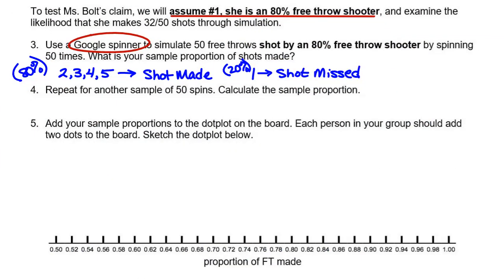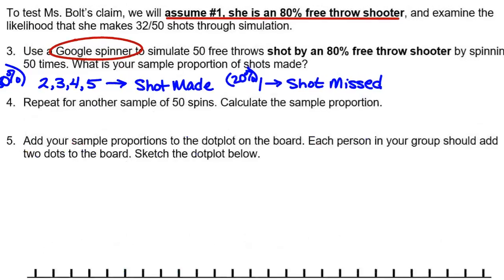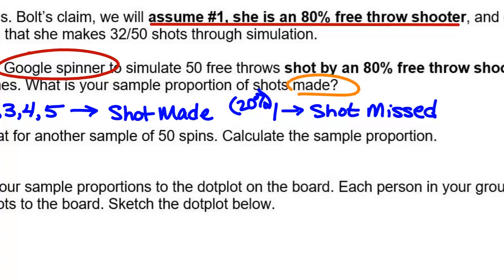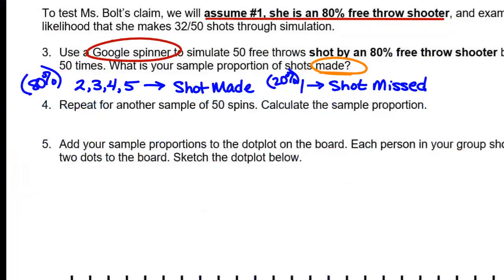a made shot. All right, so you are going to do a sample of 50 free throws. You're going to have to spin the spinner 50 times. You need to record the proportion of shots that were made. So keep a little tally going. You're going to need to count how many spins you've got. But out of those 50 spins, the numerator needs to be how many were made. So something out of 50. So far, so good? All right.